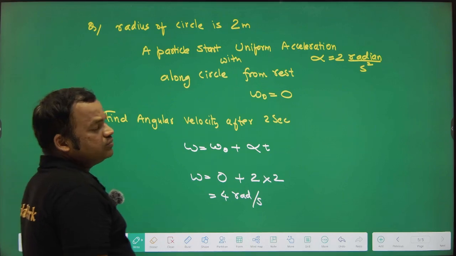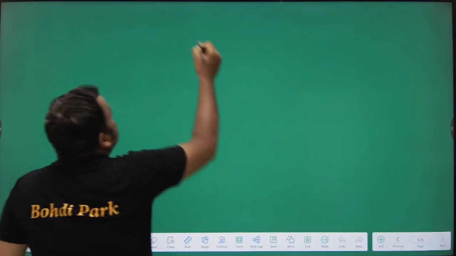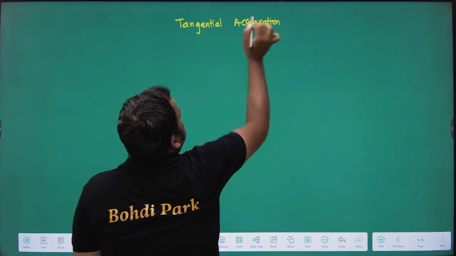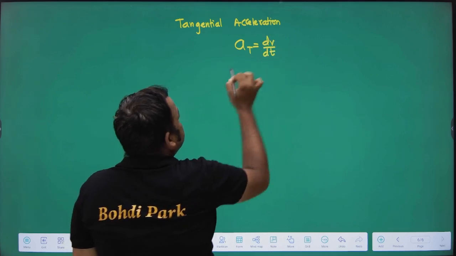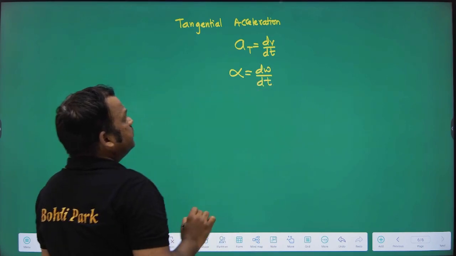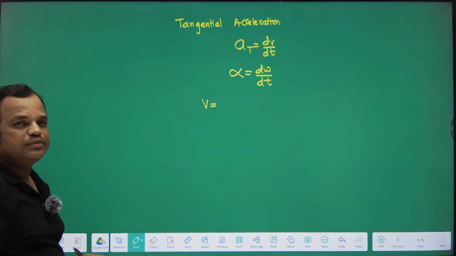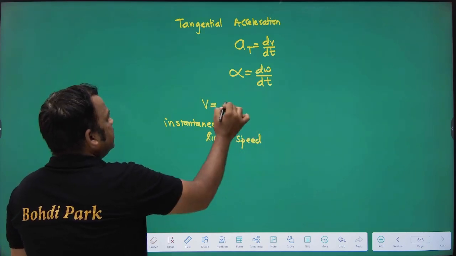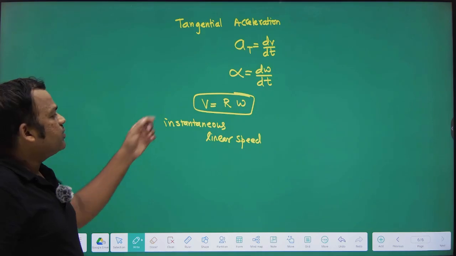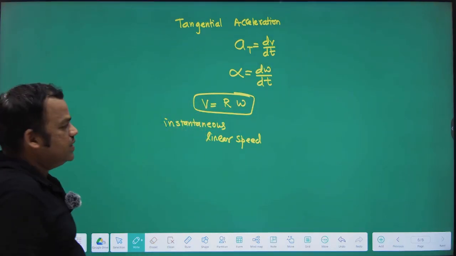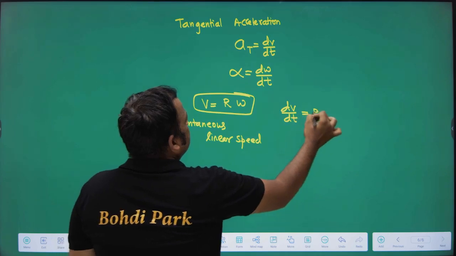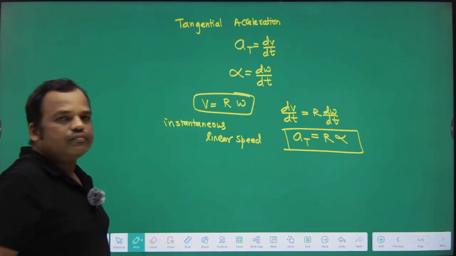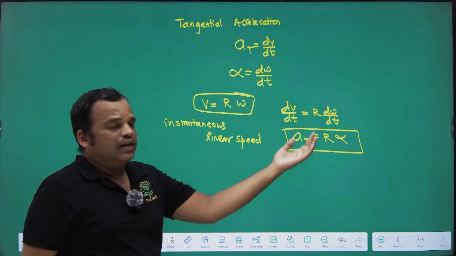Sometimes alpha is not given. Tangential acceleration is given. So the relation between tangential acceleration and angular acceleration is: tangential acceleration is dv by dt and angular acceleration is d omega by dt. So we have the instantaneous linear speed v. Instantaneous linear speed v is equal to radius times angular speed, or we can say the instantaneous linear velocity is equal to radius times instantaneous angular velocity. So if you differentiate this, dv by dt will be equal to r d omega by dt. R is constant, so we have tangential acceleration is equal to r times alpha. So in question, if tangential acceleration is given but we need alpha, so we can use this formula.